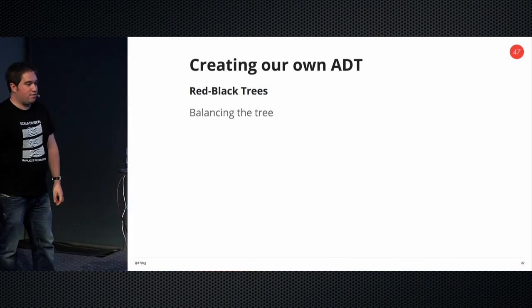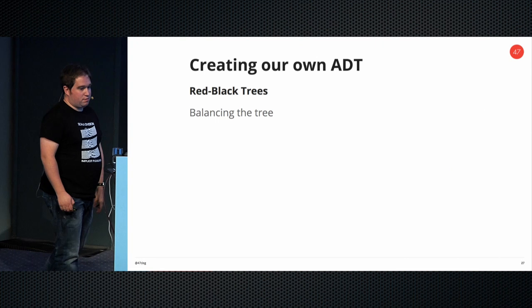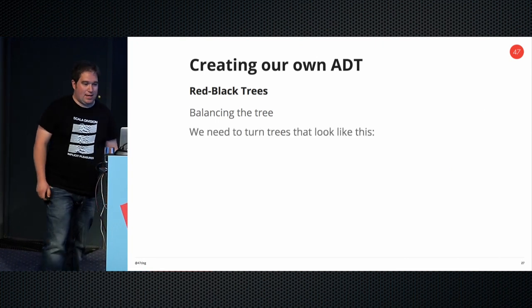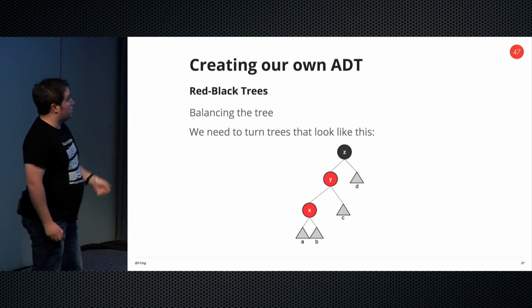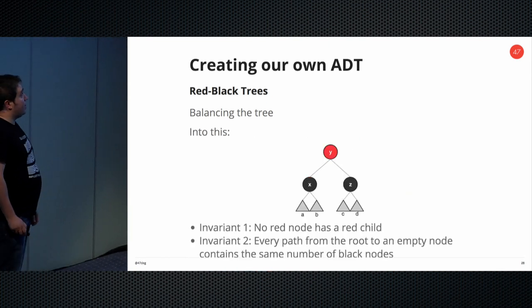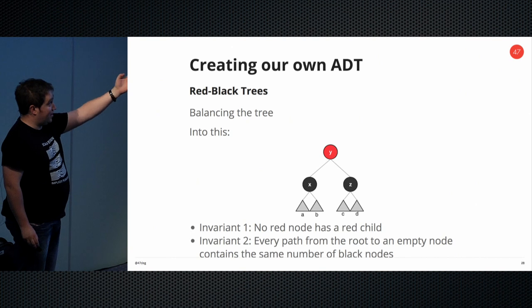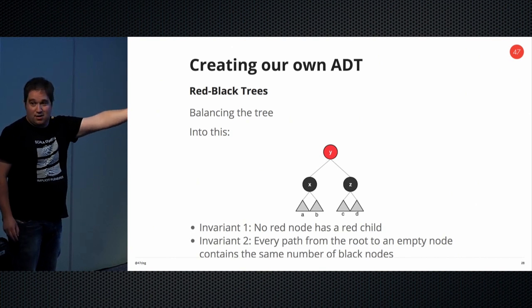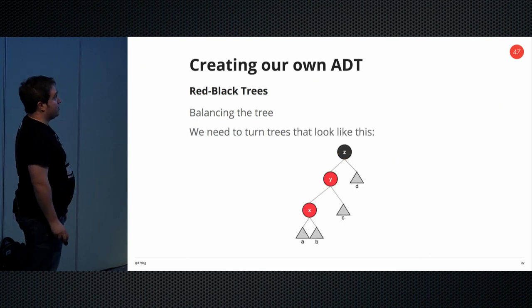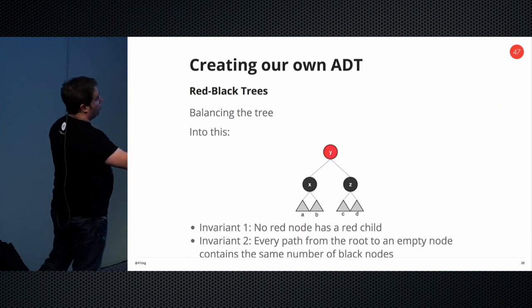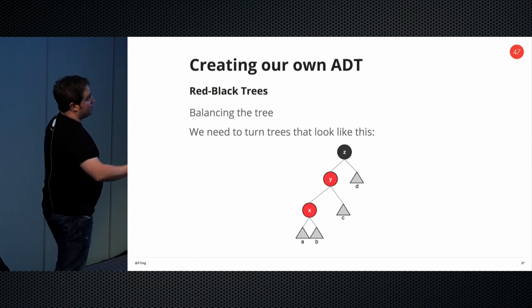You might have to pay attention for this, because this is quite involved, okay? But basically, we need to turn trees that look like this into this, okay? So this is allowed. This is a tree that is relevant in the world of red-black trees, and this one isn't. So the invariant here: no red node has a red child. You can see this does.